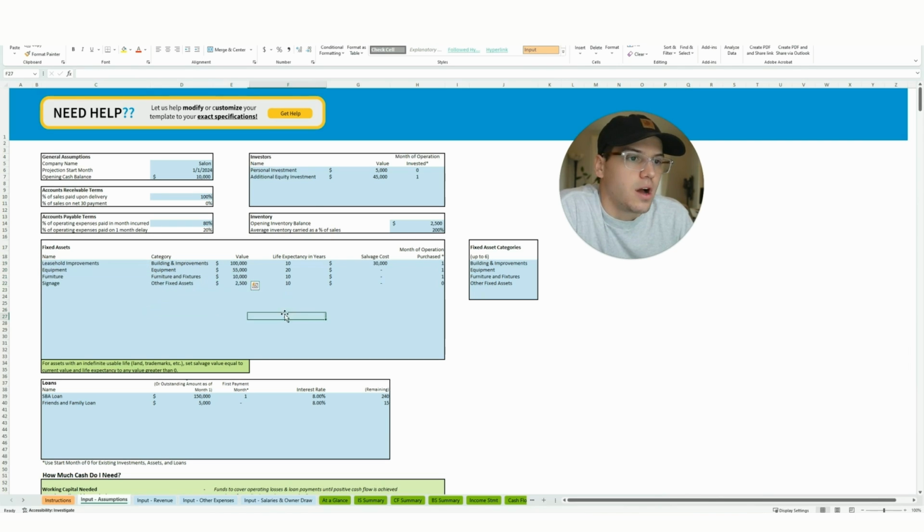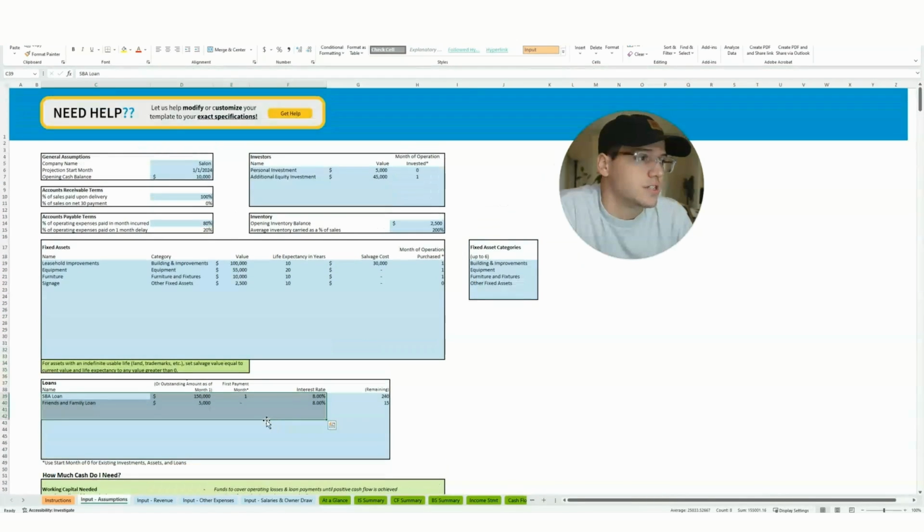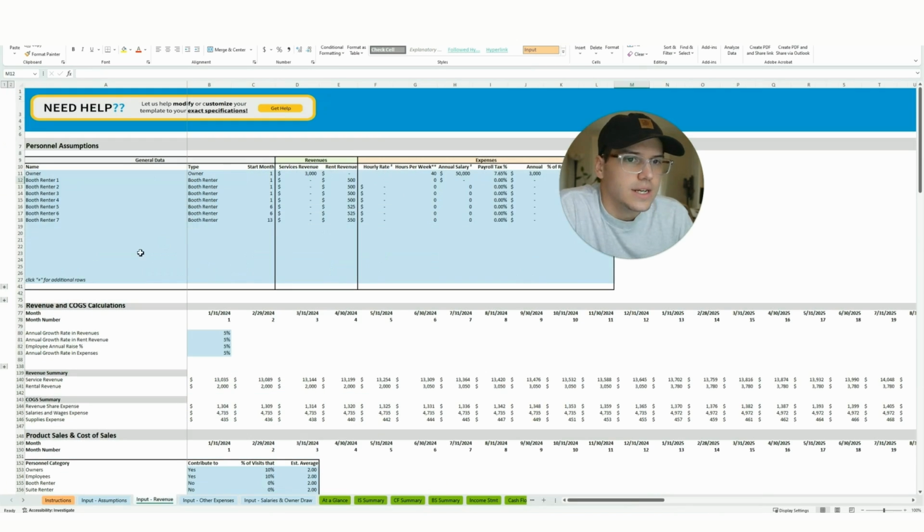So we've got our startup costs. If we're going to have any investors, if we're going to have any loans, it's going to help us calculate how much cash. Do we actually have enough cash to get this business started? This page, which may seem overwhelming at first glance, I assure you it's not. Whoops, that's the wrong button.